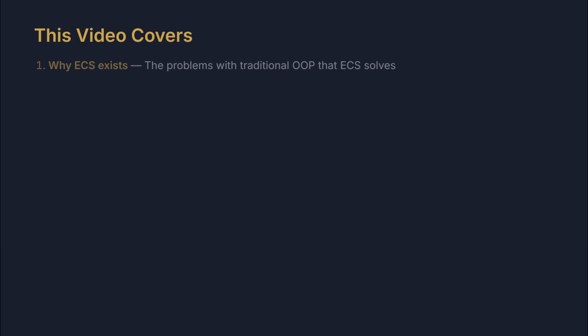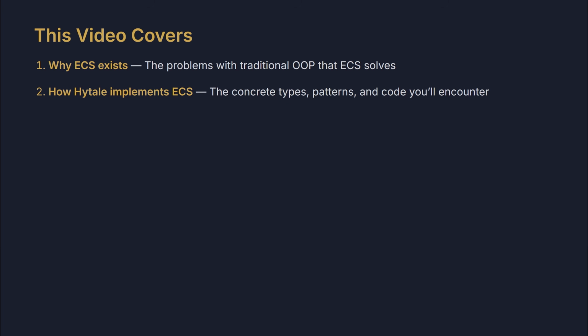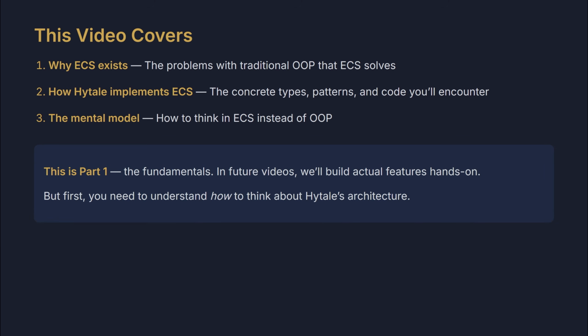This video covers why ECS exists, so the problems with traditional object-oriented programming that an entity component system solves. It's how Hytale implements an entity component system, the concrete types, patterns, and code you will encounter, the mental model, so how to think in ECS instead of object-oriented programming. And be aware, this is part 1, the fundamentals. In future videos of the series, we will build actual features hands-on. But first, you need to understand how to think about Hytale's architecture.